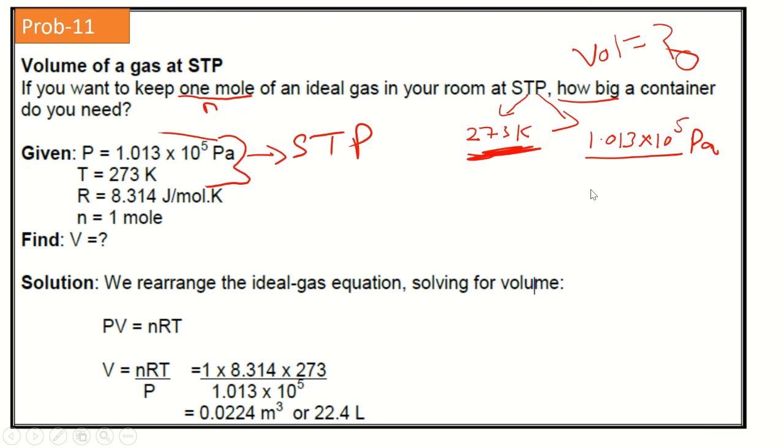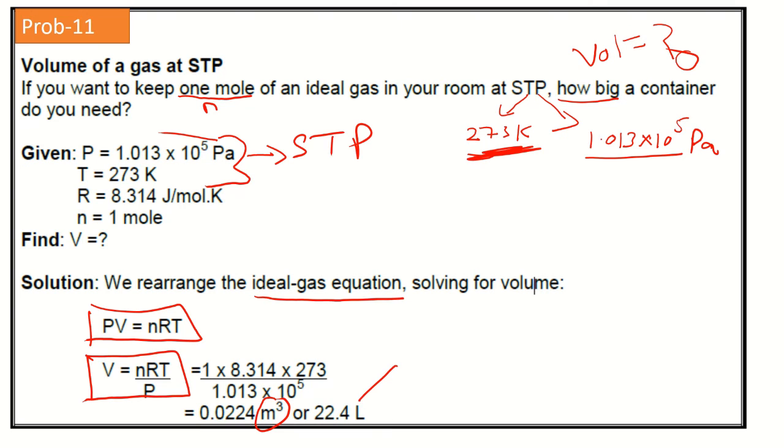According to this given data, what formula do you have to use? You have to use the ideal gas equation and rearrange it so that the volume is on one side, and then you can find it. The answer will come in meter cube. After that you can change to liter or any other unit, but meter cube is the SI unit of volume.